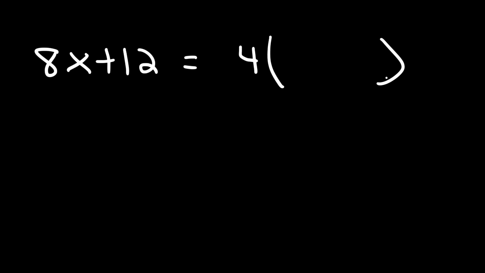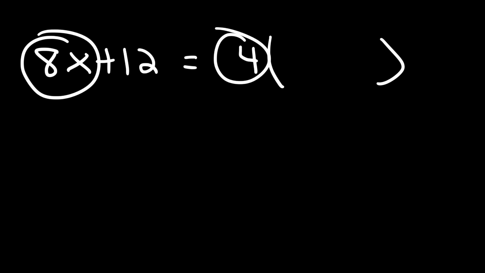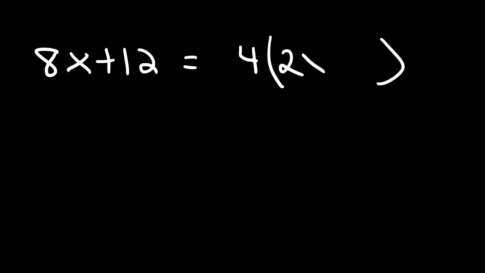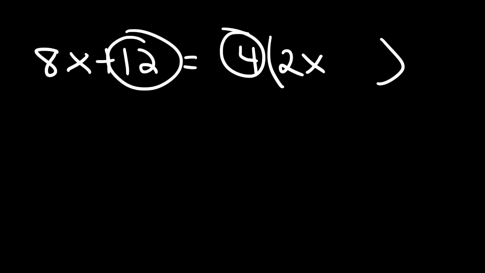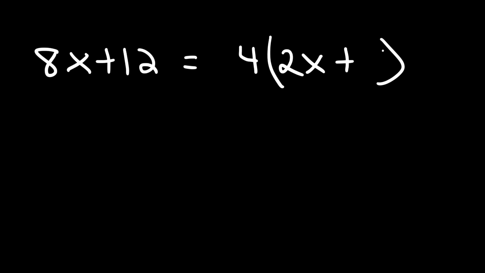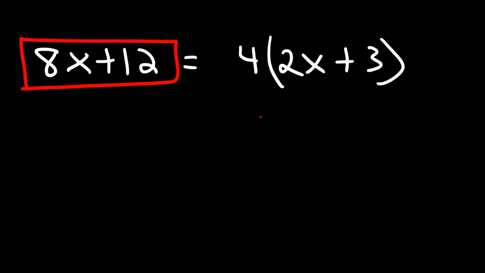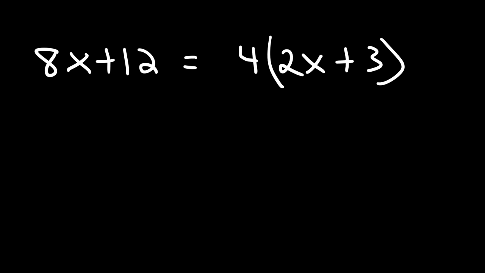Now, to find out what goes on the inside, divide. 8x divided by 4 is 2x. And 12 divided by 4 is 3. And so that is factoring. Here we've converted a binomial into the product of a monomial and a binomial. Let's try another example. Factor this expression, 4x squared plus 2x.